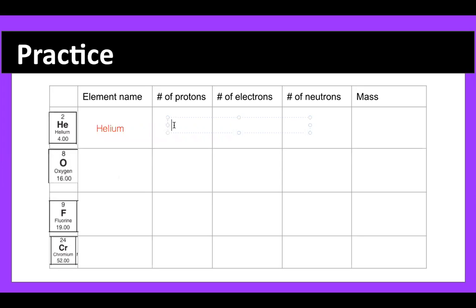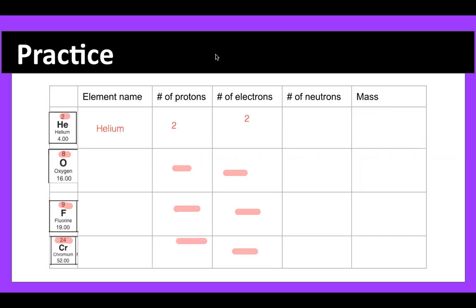Okay, I'm going to fill out the rest. Proton number is going to be 2, because it's right there, it will show up there. Electron number is also 2. I'm not going to write the rest out because protons and electrons are the same in this case, since we're assuming it's the neutral atom. So I'm just going to line them up. That would be 8, 8, that would be 9, 9, that would be 24 and 24.